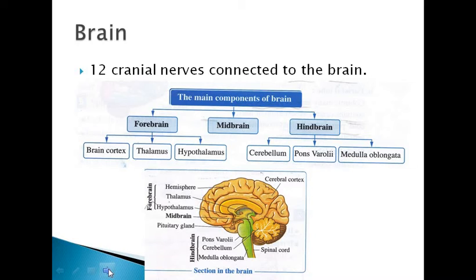The brain is formed of 3 parts: forebrain, midbrain, and hindbrain. Fore means front, it's present in the front area. Mid means central, hind means back. The forebrain is composed of 3 parts: cerebral cortex, thalamus, and hypothalamus. The hindbrain is also formed of 3 parts: cerebellum, pons, and medulla oblongata. And we will study all the parts of the brain in detail.